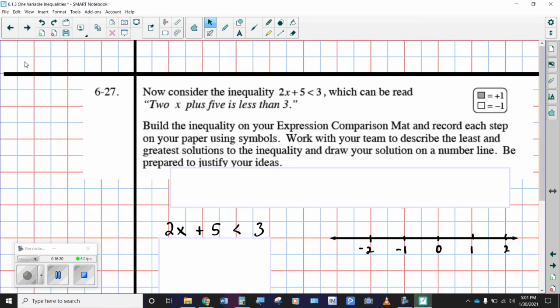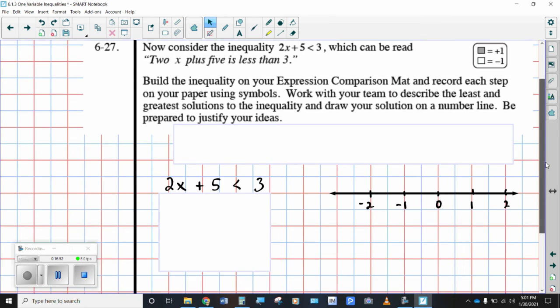All right, so let's go ahead and solve this inequality. It says, now consider 2x plus 5 is less than 3. Build this inequality on your expression comparison mat and record each step. Work with your team to describe the least and the greatest solutions to the inequality and draw your solution on a number line. Okay, so copy this down, work through the process, determine what your boundary number is, and then circle your boundary number and shade in the appropriate direction.